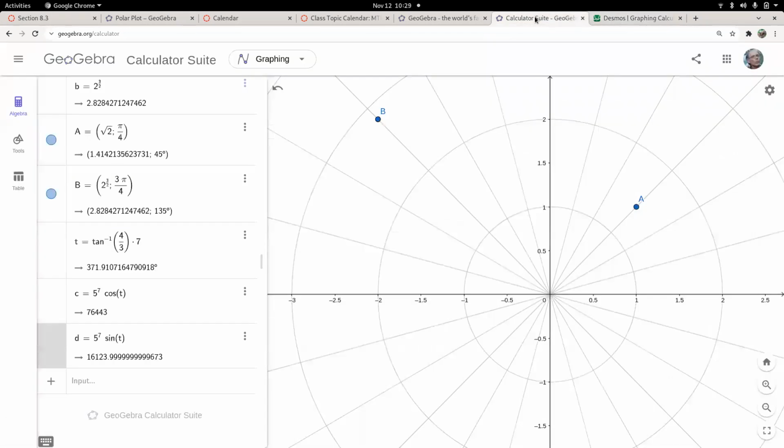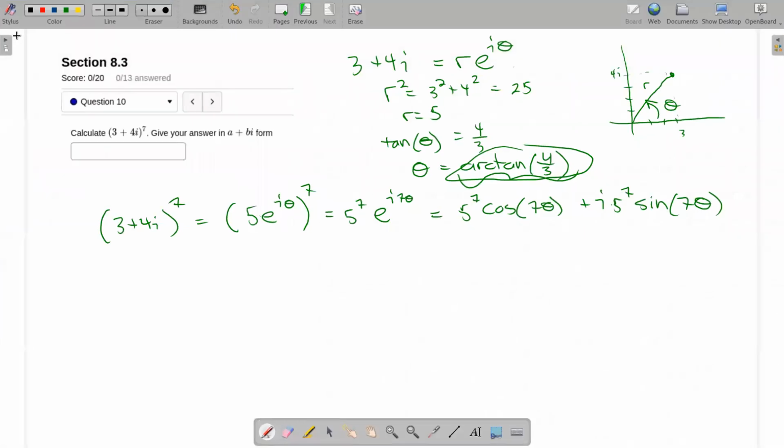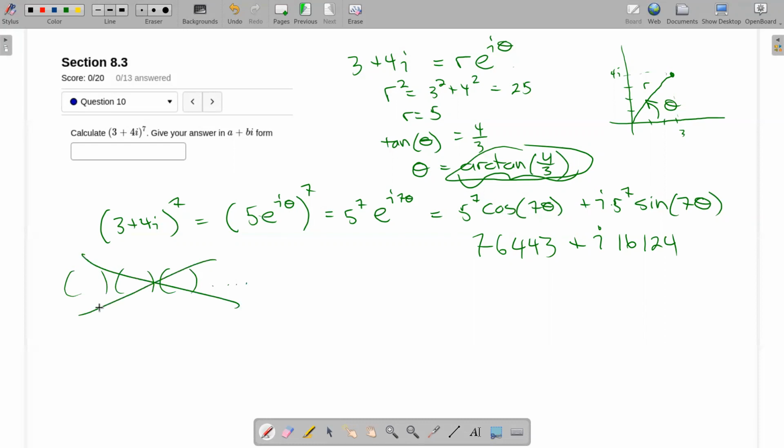So let's see, what do we got here? Let's move you down so I can write you down in my notes. It's always a good idea to write everything down you do. So we just calculated this number right here is 76,443 plus i, and if I round the other one to the nearest whole number, I'm going to get 16,124 for that number right there. And again, the alternative to using the polar version, which was pretty slick, I would have to write 3 plus 4i 7 times and distribute. No, thank you. I love math, but not that much.